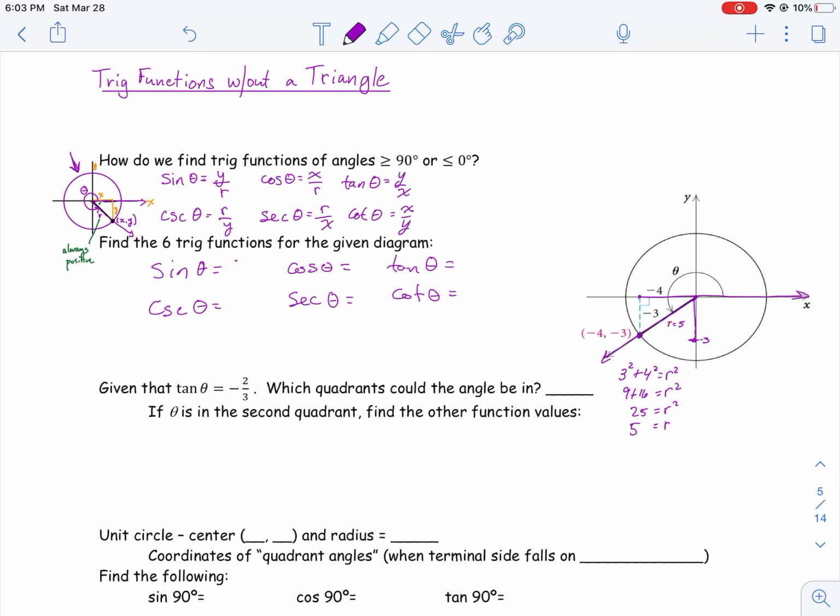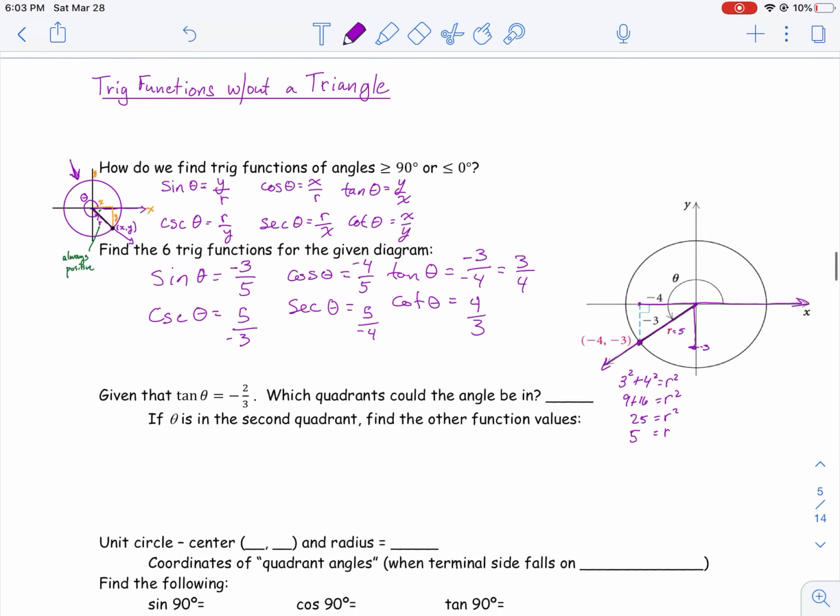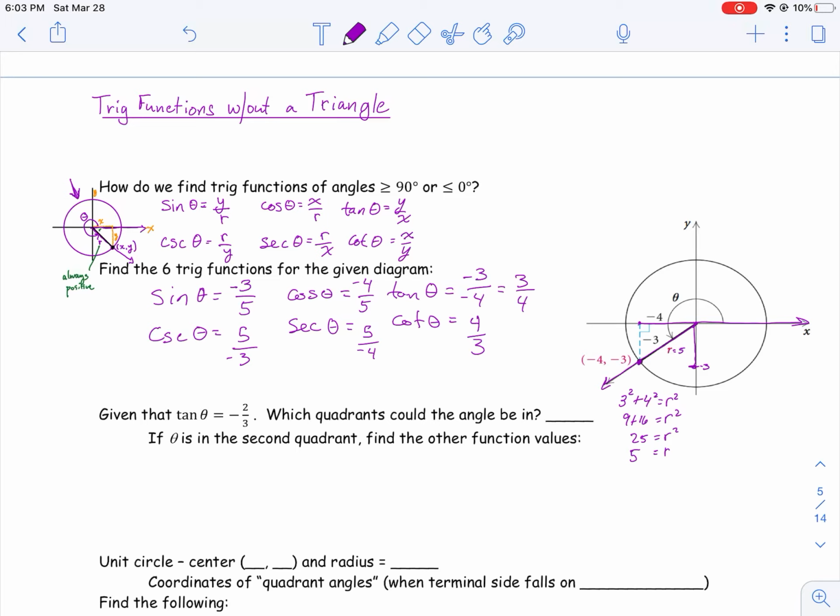And now it's just a matter of using our definitions. Sine is y over r, negative 3 over 5. Cosine is x over r, negative 4 over 5. Tangent is y over x, negative 3 over negative 4. That gives me positive 3/4. And then the reciprocals. Cosecant is 5 over negative 3. Secant is 5 over negative 4. Cotangent is going to be positive 4/3. Let me know if you have any questions on this.